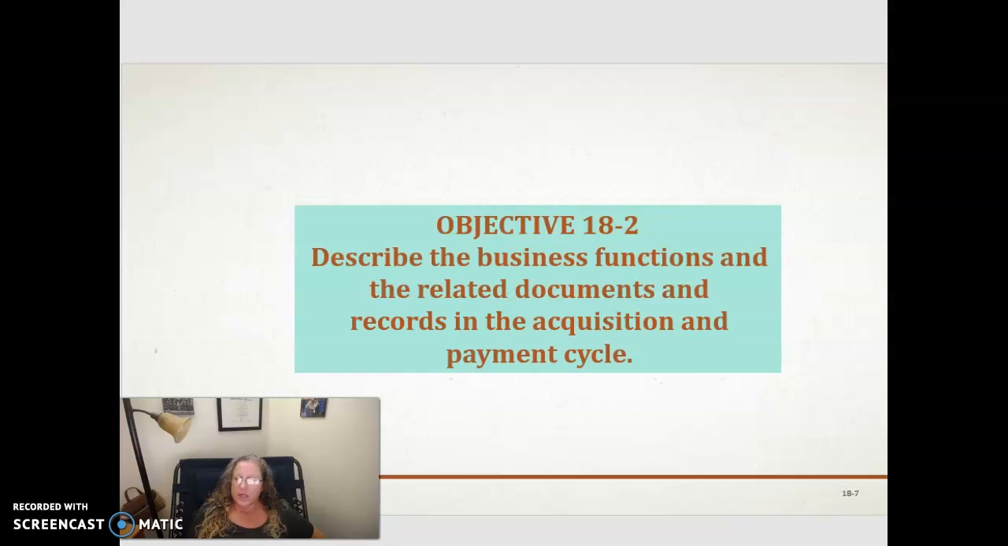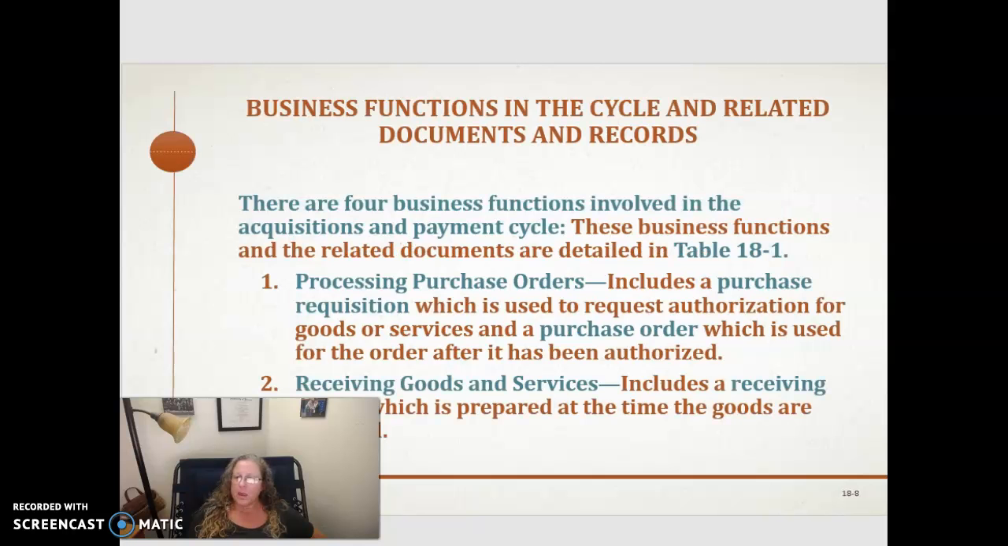The next learning objective, 18.2, is to describe the business functions and the related documents and records of the acquisition and payment cycle. So there are four business functions involved in the acquisition and payment cycle, and these are detailed in Table 18.1. One is processing purchase orders. This includes purchase requisitions and purchase orders.